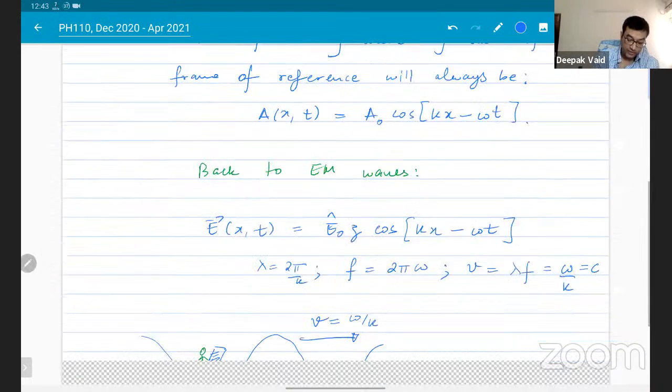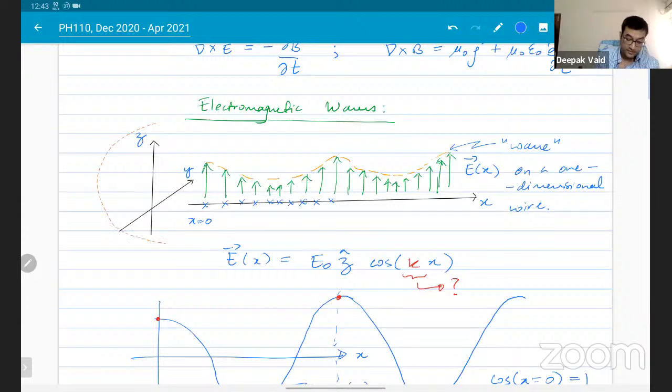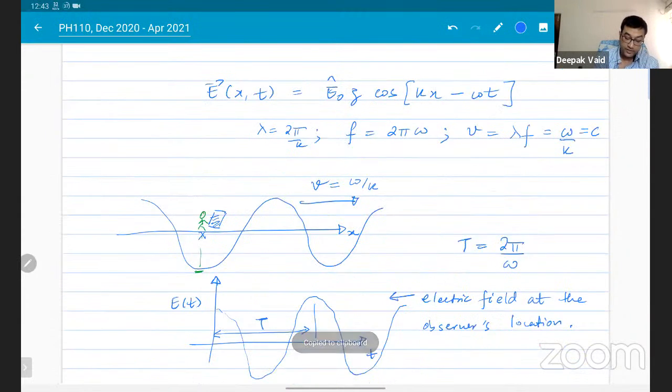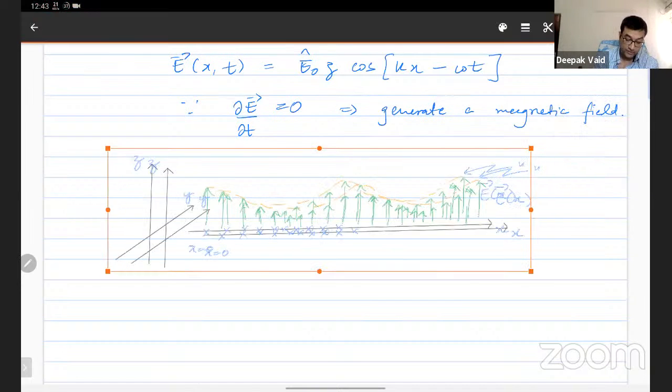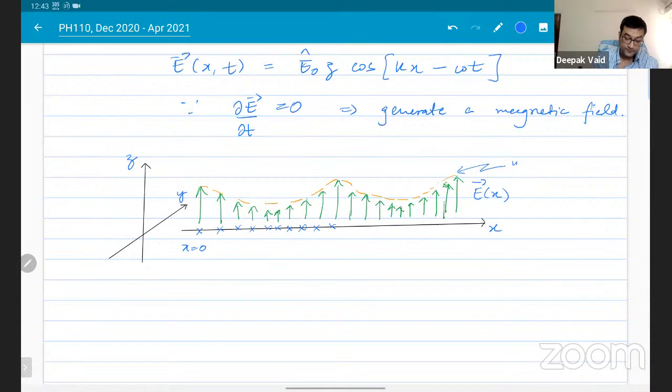So again, we will look at this wave that is traveling in the z-axis. So I'll take this picture again, and we'll try to use this to understand what the direction of the generated magnetic field is going to be. Okay.